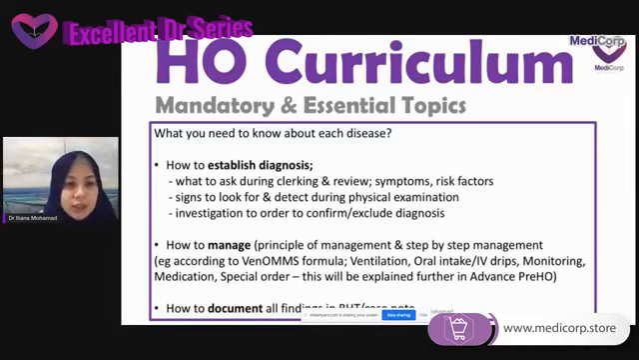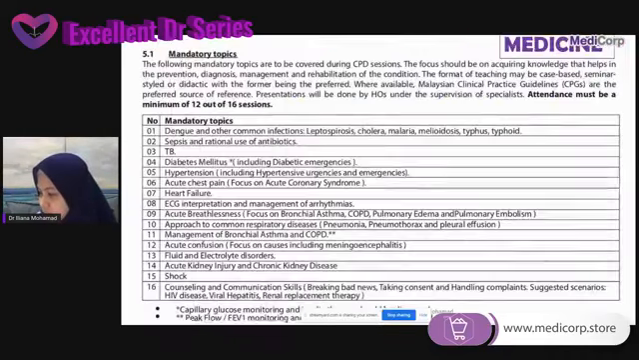Okay. And last but not least is how to document all this finding in BHT and case note. Okay, so clear what you need to know. Establish diagnosis, how to manage in terms of management, principle of management, and step-by-step management. Okay, so let's go and see. Don't be shocked with this slide. Okay, this is taken from your medicine logbook on the mandatory topics.